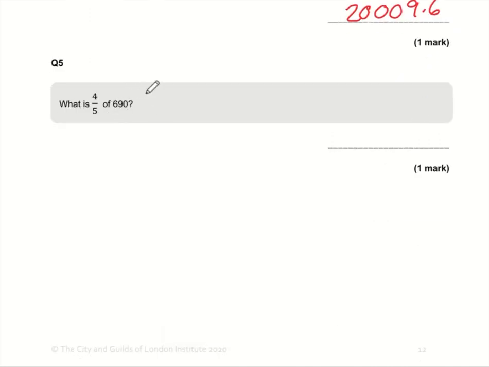I've worked with lots of students who struggle with this. You take your total, you divide by the number on the bottom, and then you multiply by the number on the top. By dividing by 5, we're working out what 1/5 is. So if we know what 1/5 is, we multiply it by 4 to work out 4/5. That's a brief explanation as to why we're dividing by the number on the bottom and multiplying by the number on the top. There's numerous other ways you could do this.